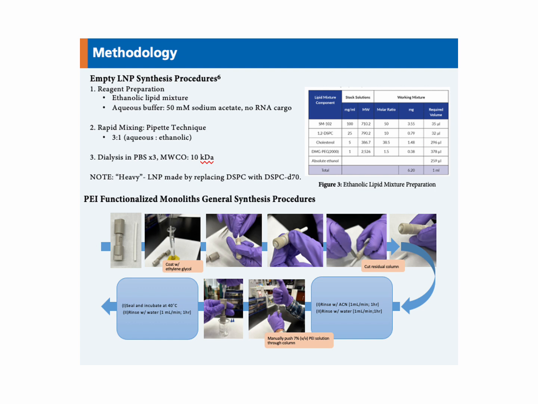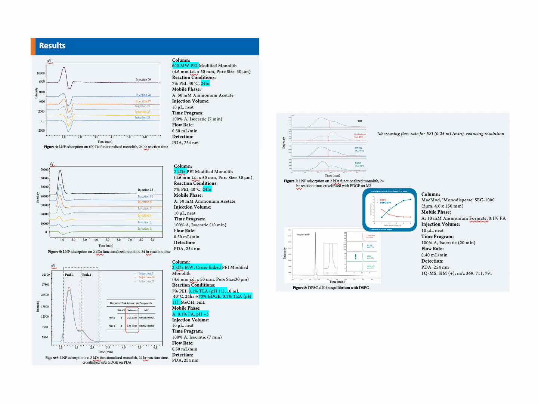After the rinse, we manually push 7% volume by volume PEI solution through the column using a syringe, and finally the column is sealed and incubated at 40 degrees Celsius. Prior to using the column for analysis, the column is rinsed again with water at 1 ml per minute for an hour. Moving on to the results.